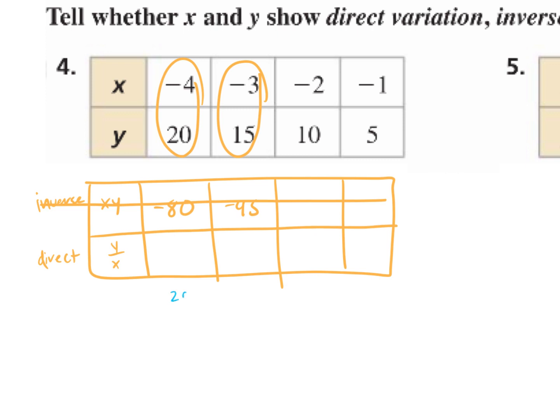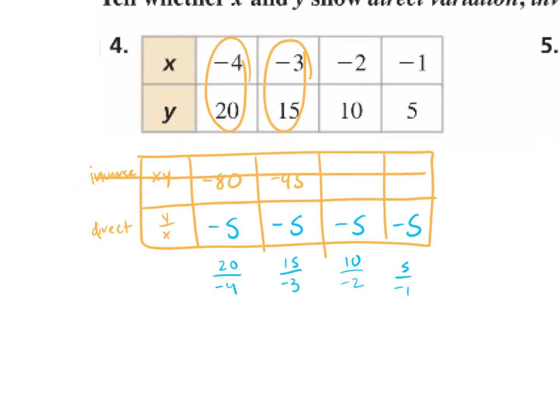Next, let's divide. So I have 20 divided by negative 4, which is negative 5. 15 divided by negative 3, negative 5. 10 divided by negative 2, negative 5. 5 divided by negative 1, negative 5. So what would this be? Direct variation. Perfect. Because it's a constant.